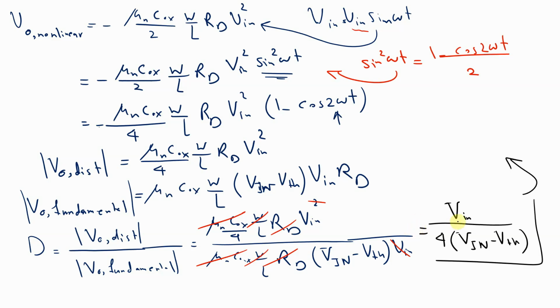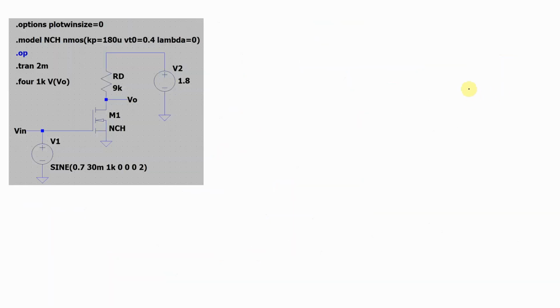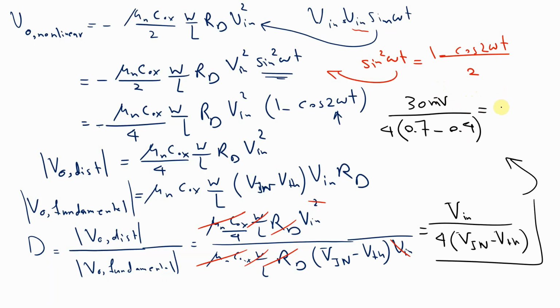For the amplitude of my sinusoid, I choose 30 millivolt, divided by 4 times, what is the V in DC? It is 0.7 minus 0.4. If you calculate it, you get 2.5 times 10 to the power of negative 2. And this is the result that I'm going to show you in LTspice. So here we have it.